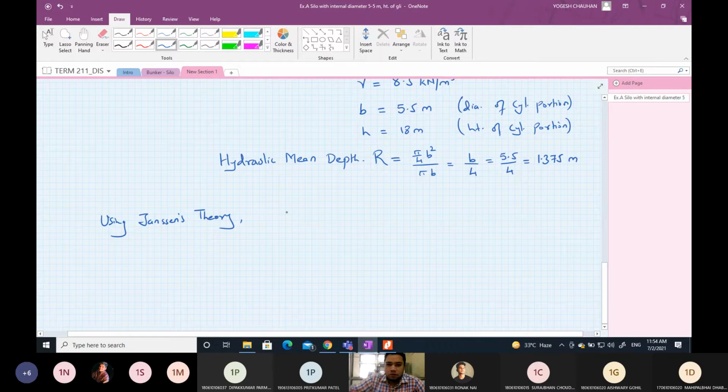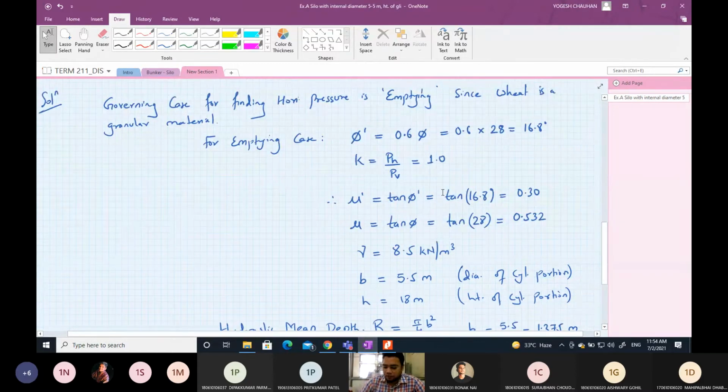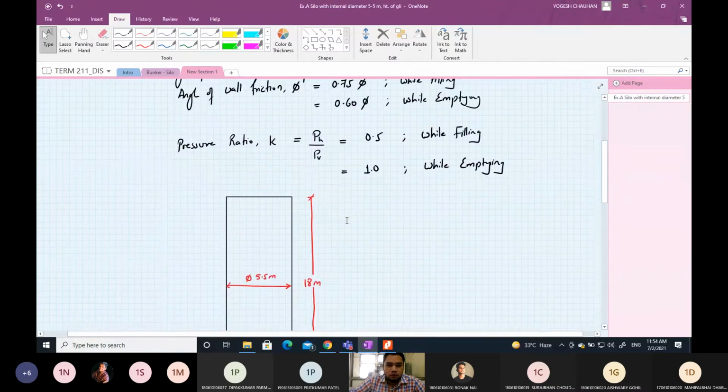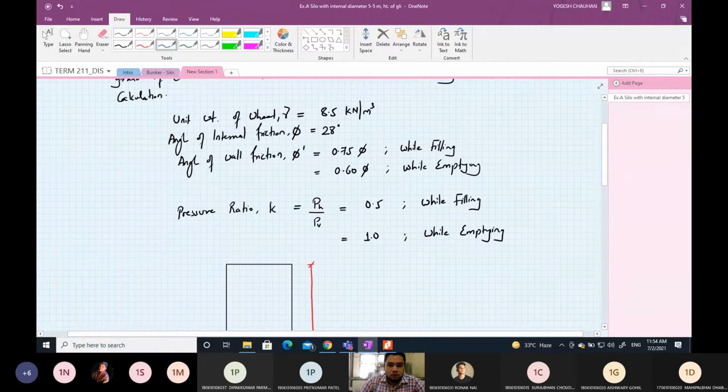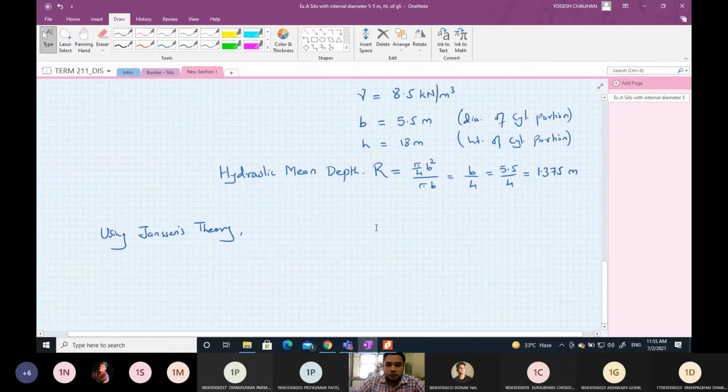And we can call this as n also. Let us use this as n instead of k. N is the pressure ratio. In some texts you would find it as K.